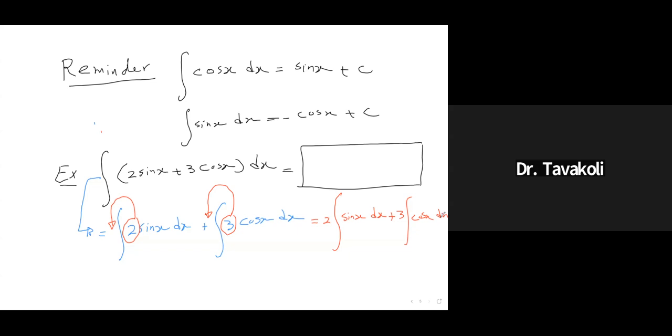And by that reminder that you see on the top, antiderivative of sine is negative cosine. So this part is negative cosine. And antiderivative of cosine is sine. So the answer that we are going to type in here, 2 times minus cosine or minus 2 cosine x plus 3 times sine x. And don't forget plus c at the end because here is a problem of an indefinite integral. So we need a plus c at the end.